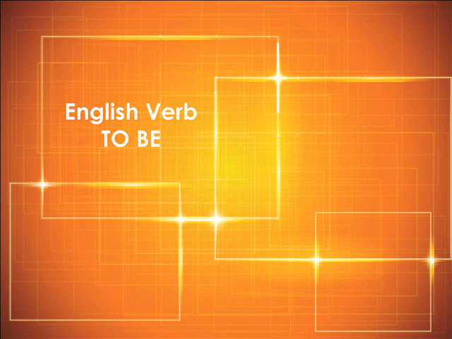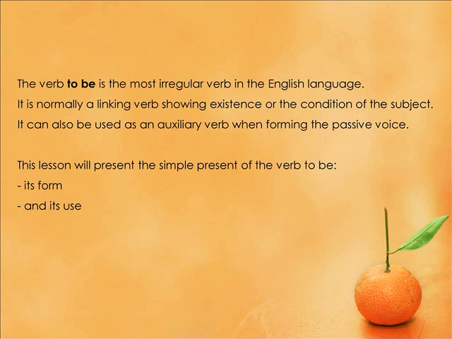English verb to be. The verb to be is the most irregular verb in the English language. It's normally a linking verb showing existence or the condition of the subject. It can also be used as an auxiliary verb when forming the passive voice. This lesson will present the simple present of the verb to be, its form and its use.